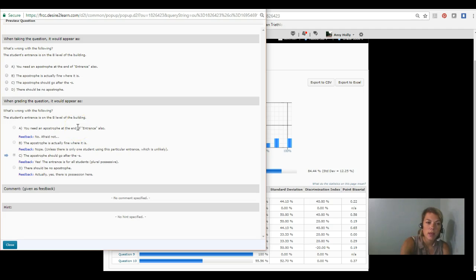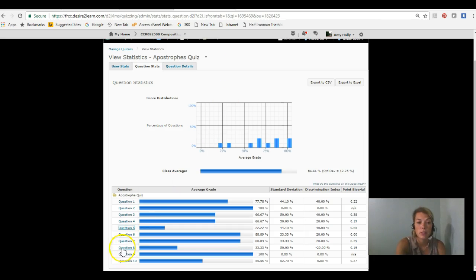A is not right because this wouldn't make any sense. Entrance is not possessive. B is not right because there is an error here. And then D is not right either because there's possession being shown. Like I said before, it's the entrance of the students or for the students, therefore it is theirs.